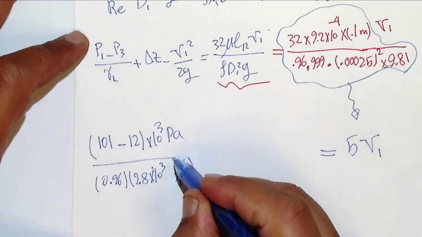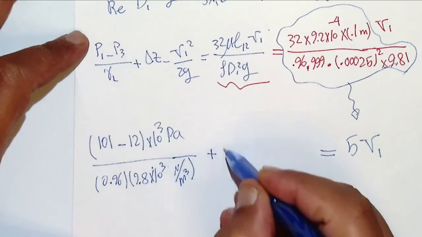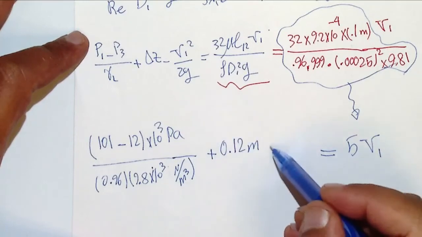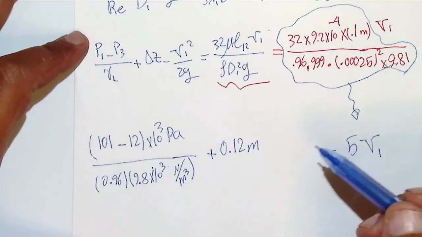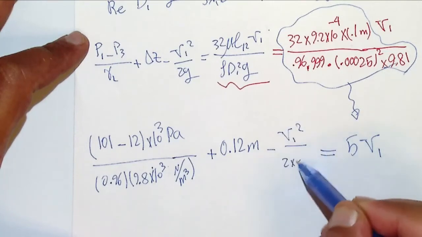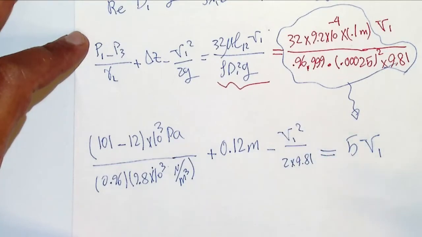Okay, plus delta Z is given as 0.12 meter, and also the last term is minus v1 squared over 2 times 9.81.